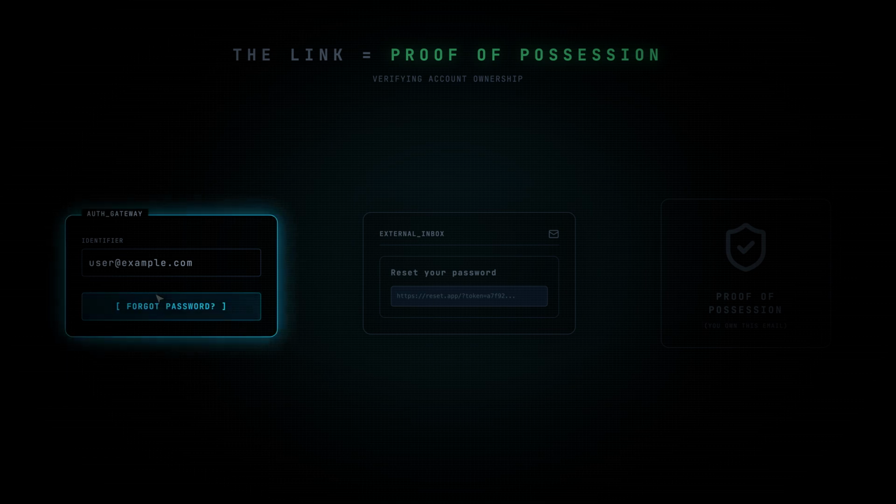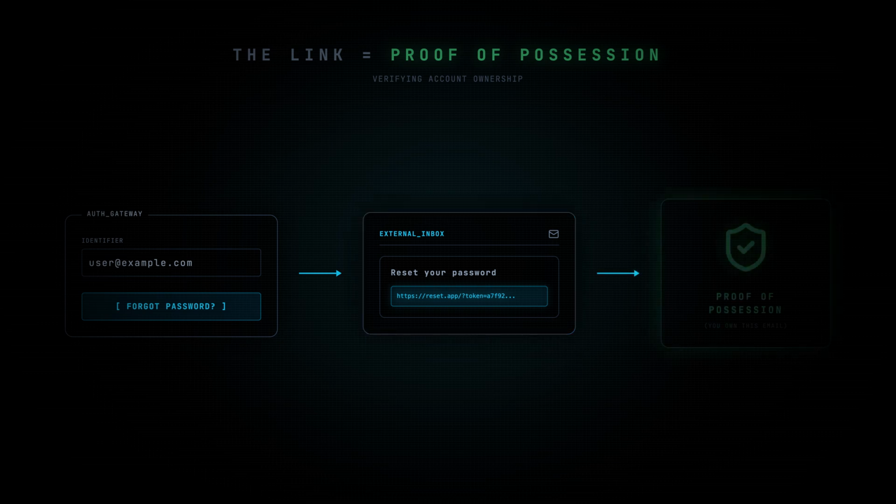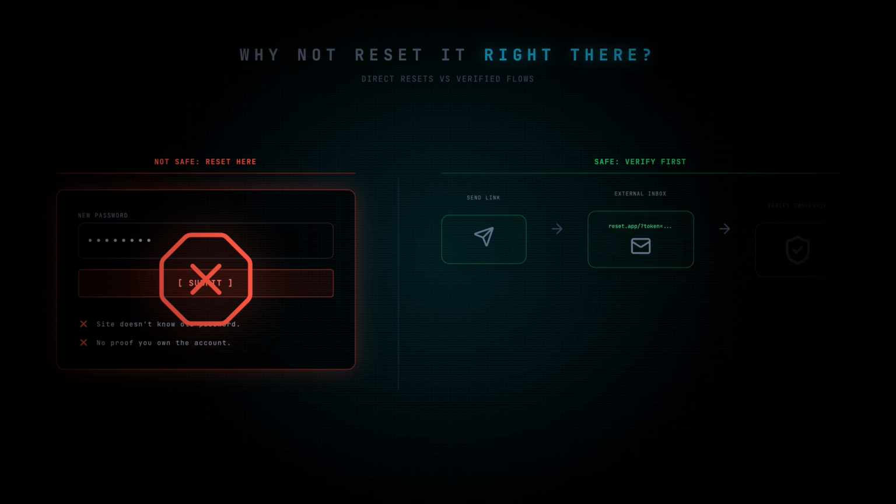So now we're back at the forgot password screen. You understand the salt, the hash, the computational cost, and the silence of the clock. But why the email link? Why can't they just let you type a new password right there? Because the link is the proof of possession. It's the only way to verify your identity without the password they don't have.